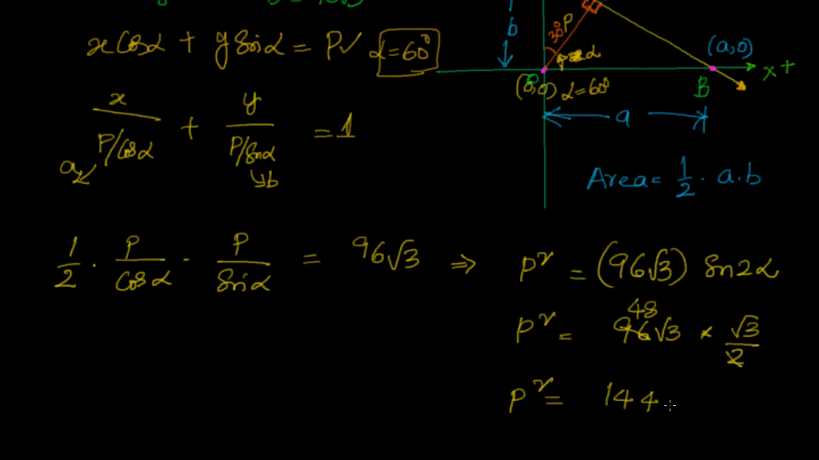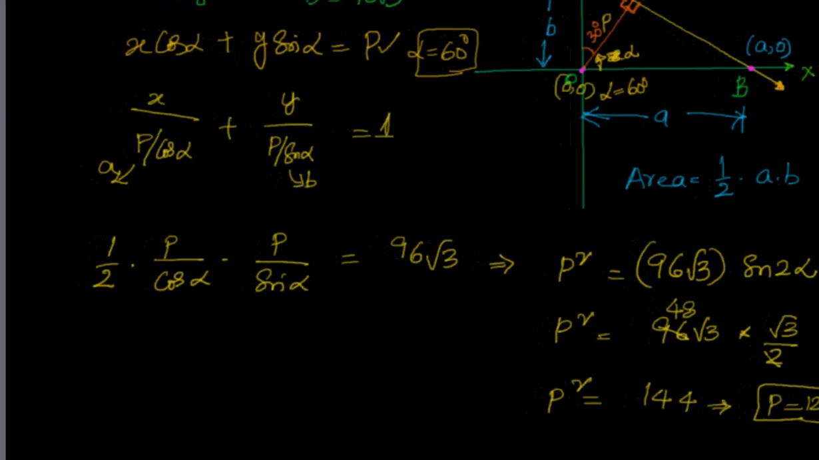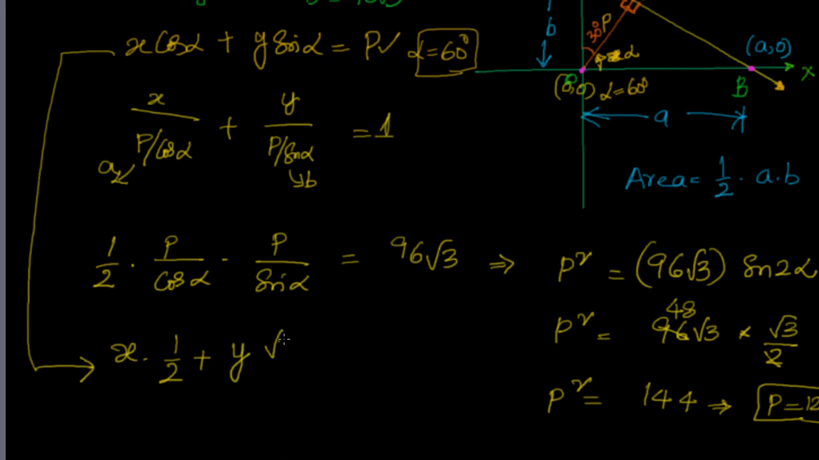I will have 144, which gives me p equal to 12, because I cannot have negative distance. So once you know p equal to 12, it's straightforward now. You can substitute x into cos alpha, that is 1 by 2, plus y into sine alpha, that's root 3 by 2, equal to p. P is nothing but equal to 12. So if you simplify this, multiply throughout by 2, you will have x plus root 3y equal to 24. That's the equation of the straight line we are looking at.